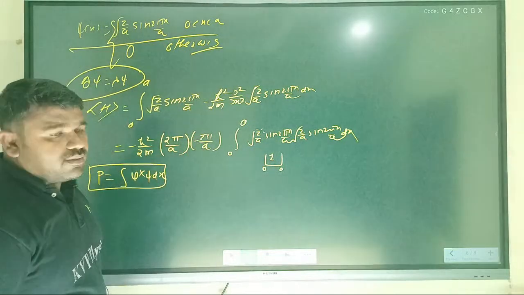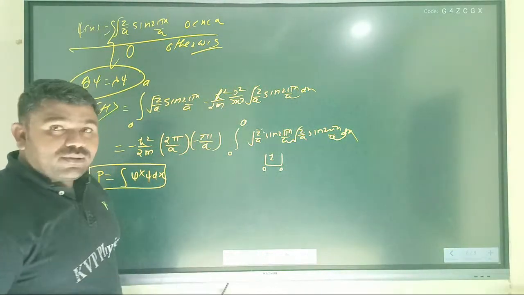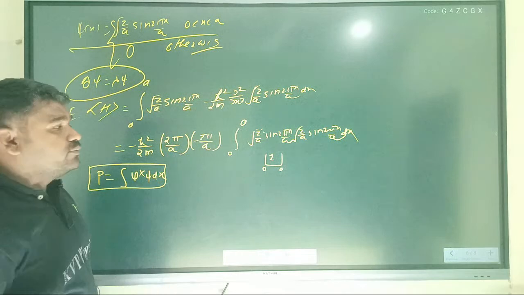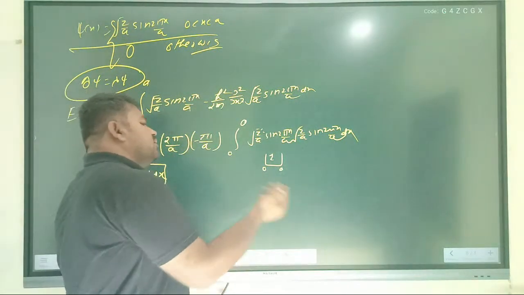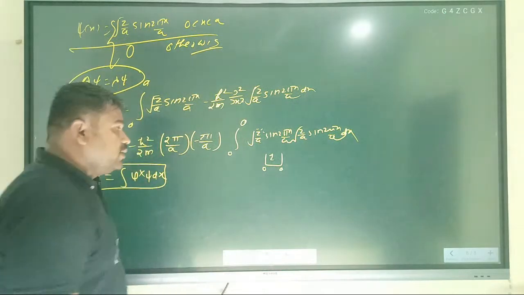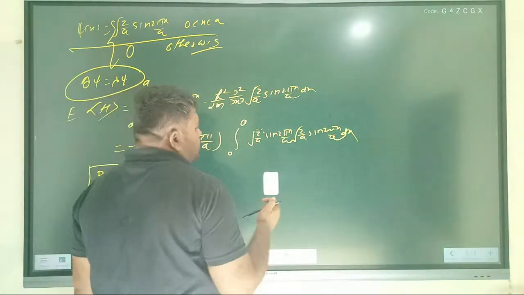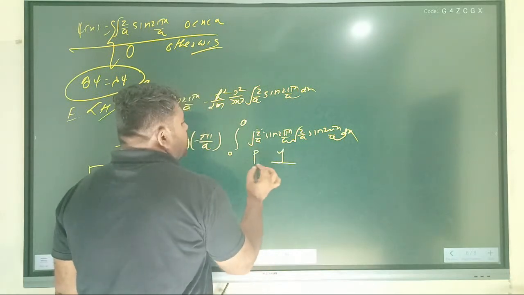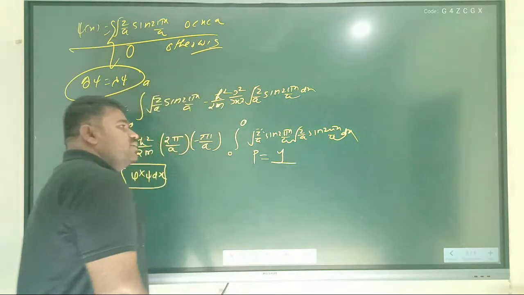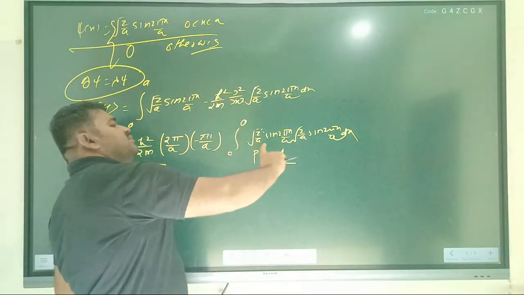If you take the limit on one side, 0 to a/2, then your probability will be half of this. If we take 1/3, then your probability will be 1/3. Clear? So there is no need to solve this integration, just memorize it. We get this answer equal to 1. This is nothing but probability, because the limit is 0 to a.